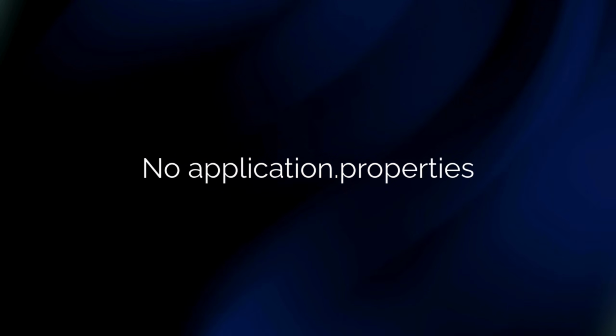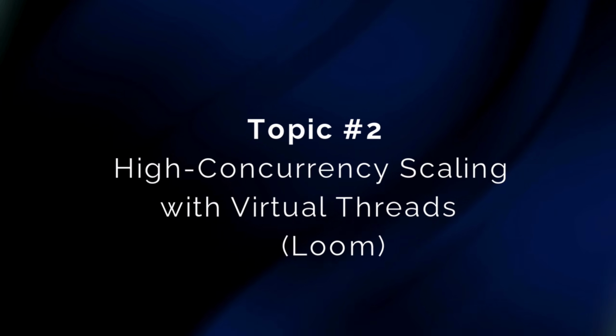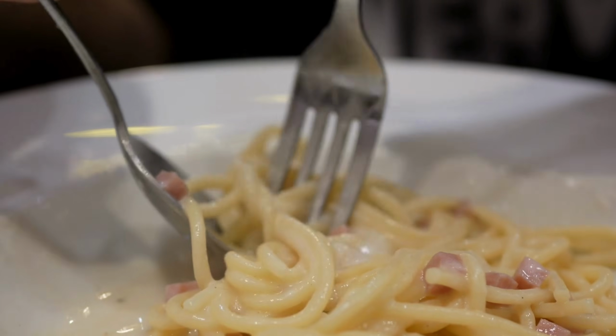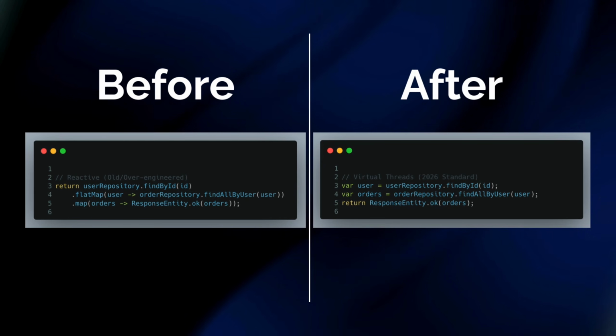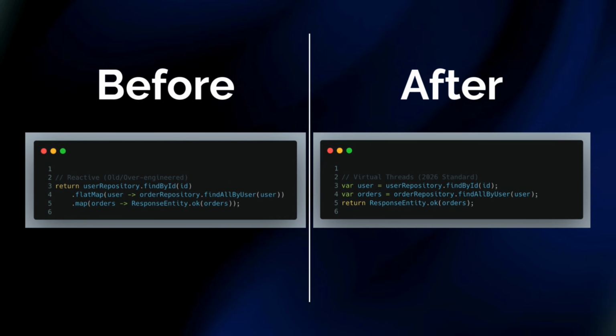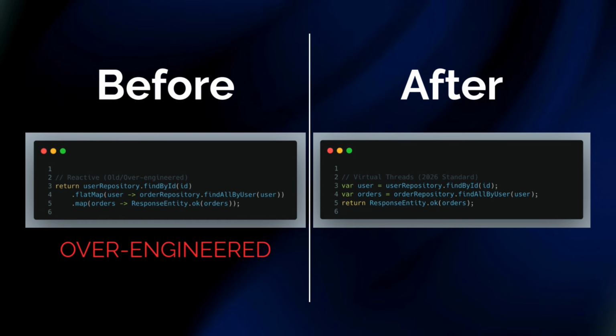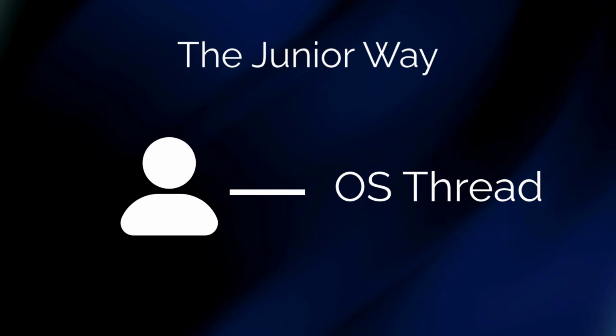It just works. For a decade, we were told that if we want to handle 10,000 concurrent users, we need to use non-blocking I/O. We wrote code that looked like a plate of spaghetti just to save some memory. Project Loom changed the game. In 2026, if you are writing reactive code for a standard CRUD application, you are over-engineering for a problem that no longer exists.